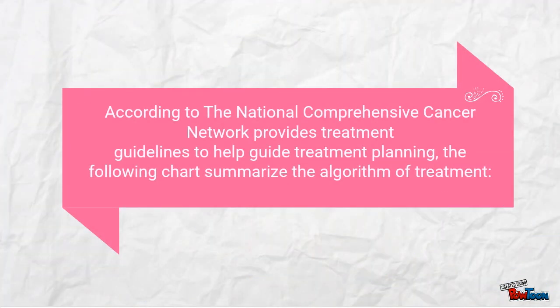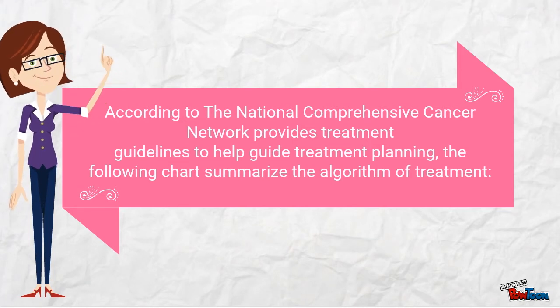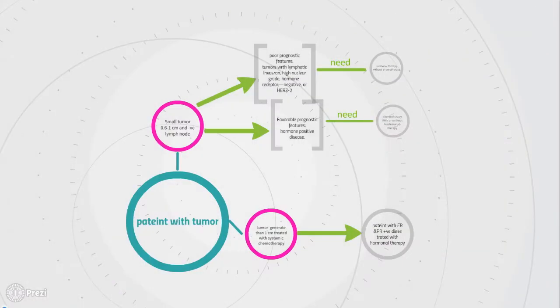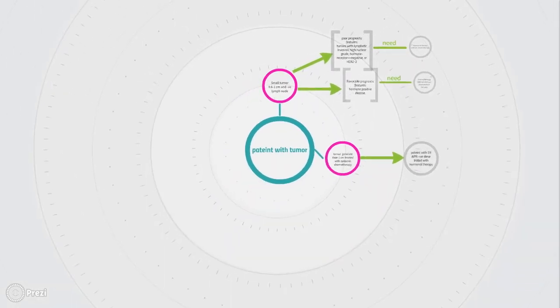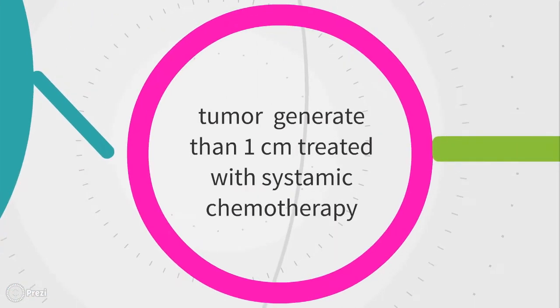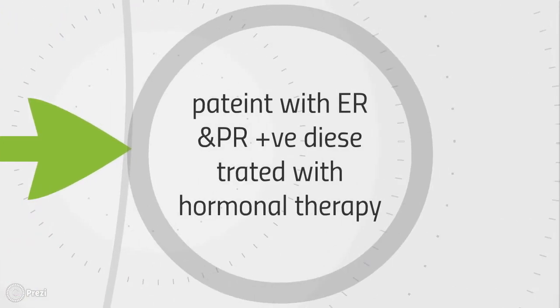The National Comprehensive Cancer Network provides treatment guidelines to help guide treatment planning. The following chart summarizes the treatment algorithm. Patient comes with a tumor. If the tumor is greater than 1 cm, it is treated with systemic chemotherapy. Plus, a patient with ER and PR positive disease is treated with hormonal therapy.